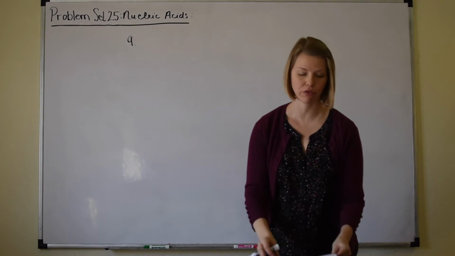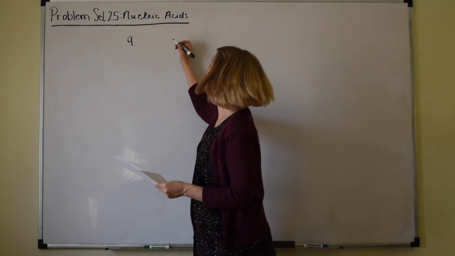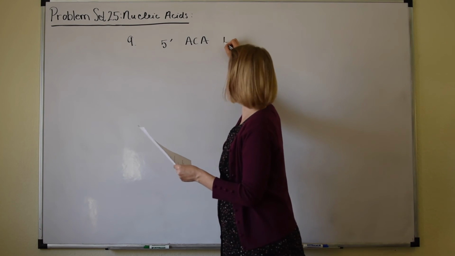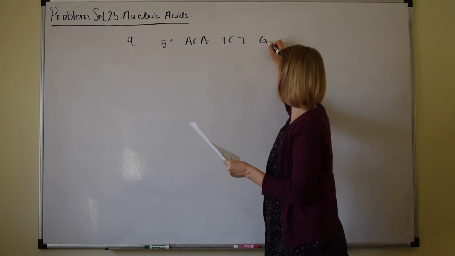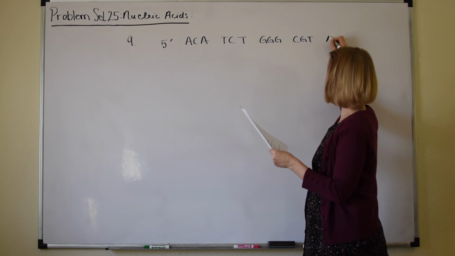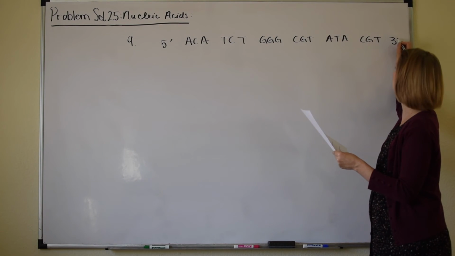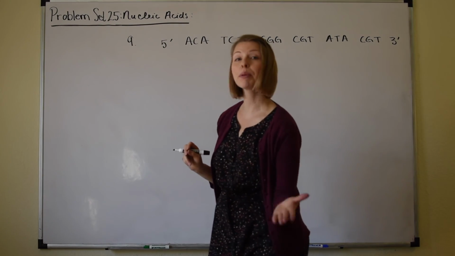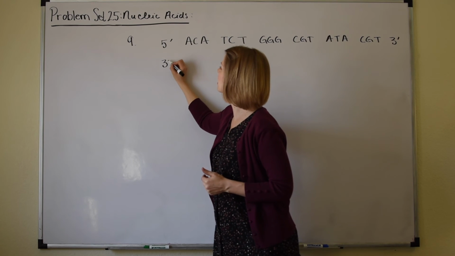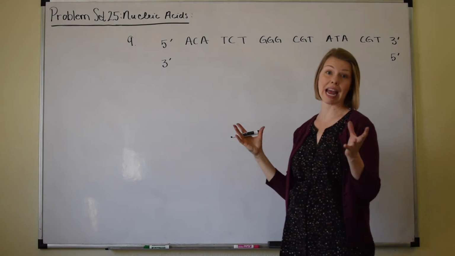Okay, number 9, our final problem. In the double helix, what would be the complementary strand for the following? 5' ACA, TCT, GGG, CGT, ATA, CGT, 3'. So we know that the complementary strand, the strand that would run anti-parallel, would then have the 3' end here and the 5' end here. That's what is meant by anti-parallel.